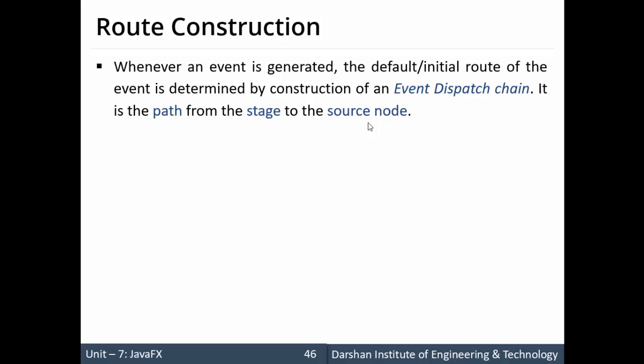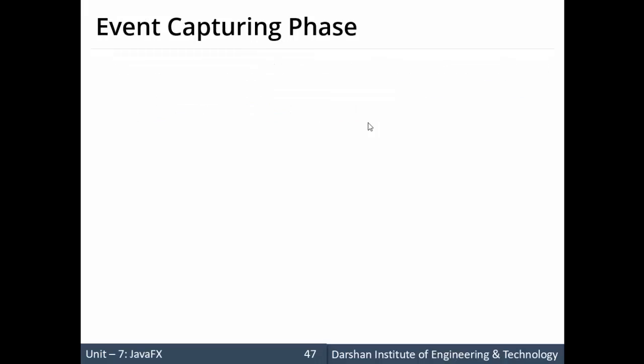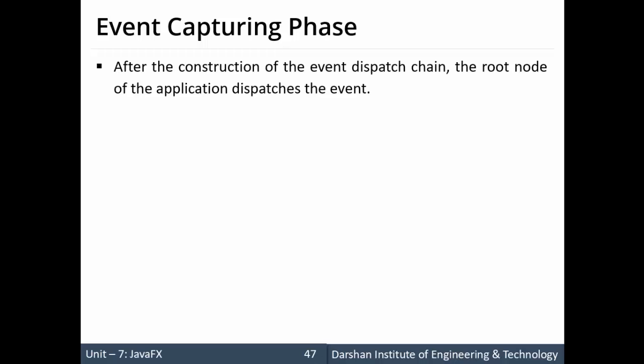Fine. Now we'll come to the detailed discussion when we move to further phases. So the next phase is the event capturing phase. Now, when an event has occurred, it needs to be captured by someone. So when the dispatch chain is created, the root node of the application dispatches the event. In the event capturing phase, say for example some event has occurred, it will start with the root node. It will check whether the root node is the handler for that particular event. If yes, then the event is handled, but if not, then it moves further.